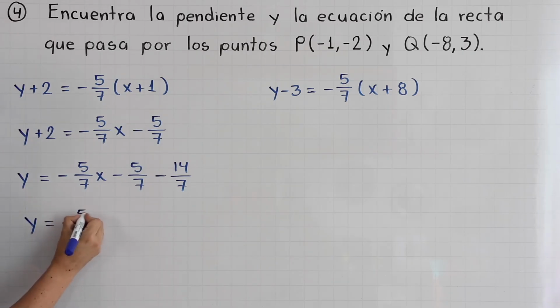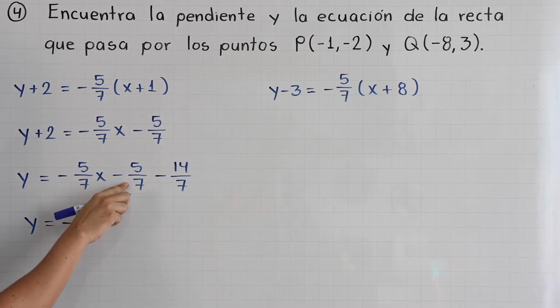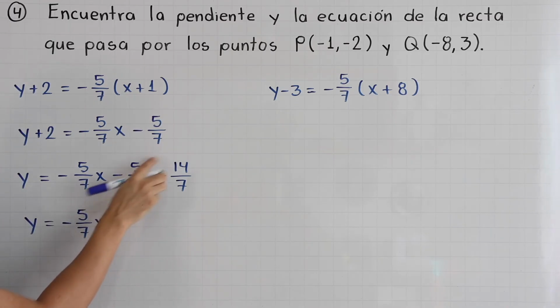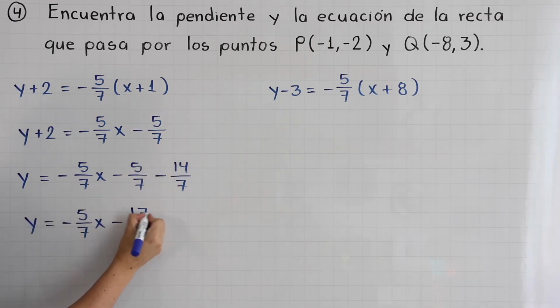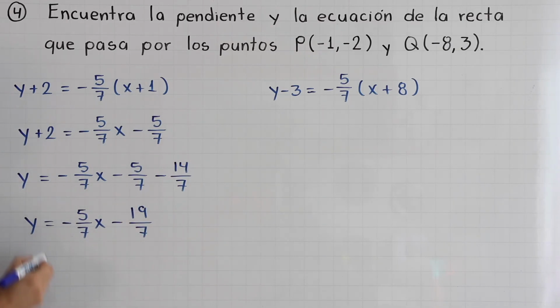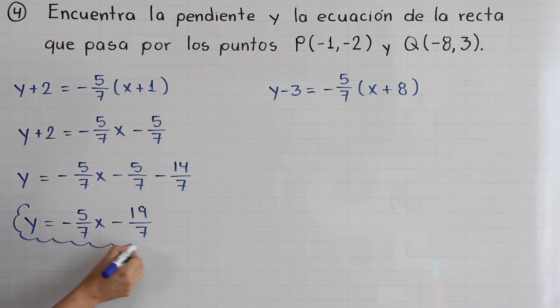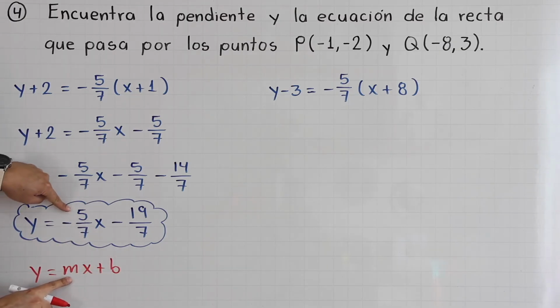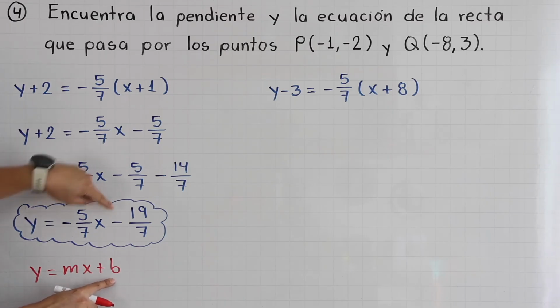So here I get that y equals minus 5/7 of x. And here we have minus 5/7 minus 14/7. So in total, I get minus 5 plus 14, that's 19. 19, what? 7/7. Done. This one right here is already the equation of the line in its slope-intercept form. Look, it's the same structure as y equals mx plus b, which we already saw in previous videos. That is, m is minus 5/7 and b is minus 19/7.